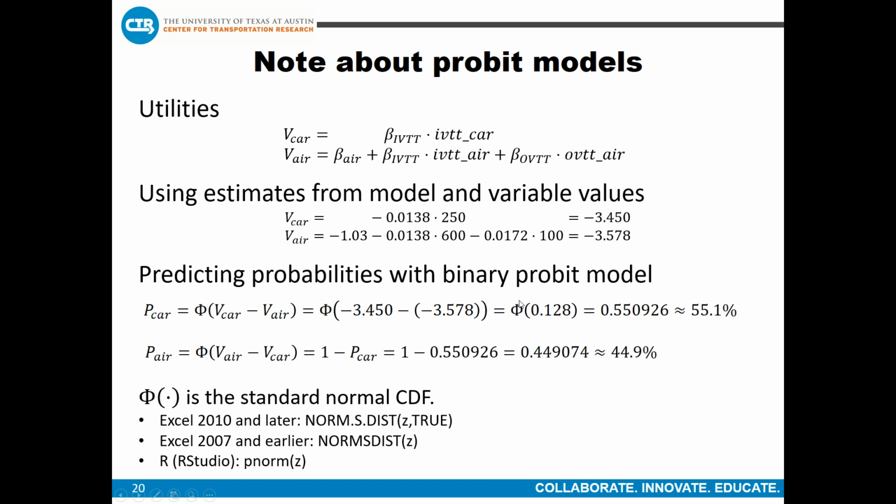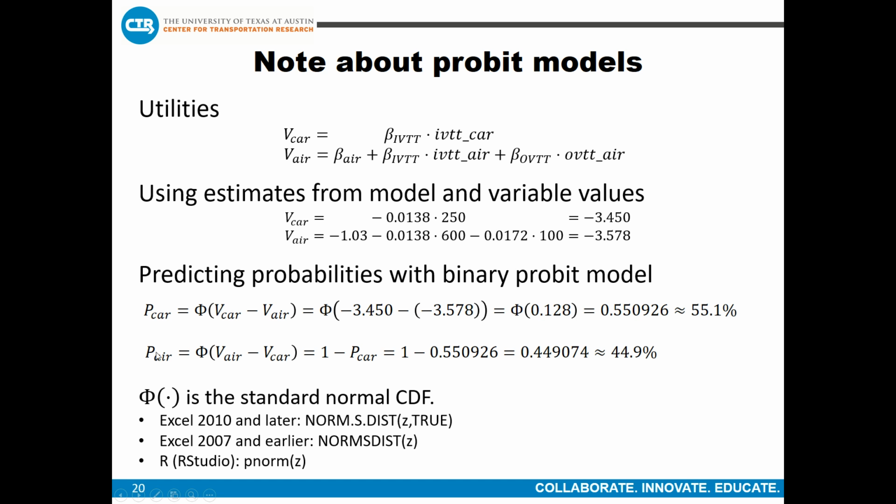But what exactly is this phi here? This is the CDF for a standard normal distribution, or normal distribution with mean 0 and standard deviation 1. So you know that the CDF for a standard normal at 0 is 50%. So 0.128, that's a little bit above 0, so it should be a little bit above 50%, and that's what we see. It's about 0.55 or 55.1%.